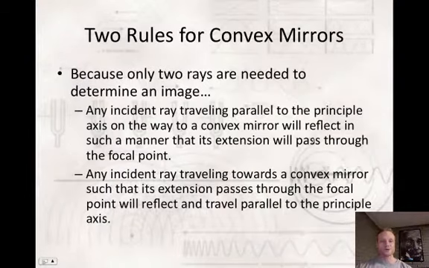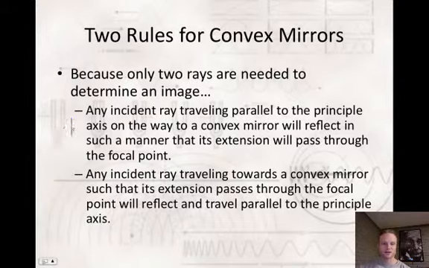There are two rules for convex mirrors in terms of drawing ray diagrams, and these really aren't all that different from concave mirrors. If you can just keep these two rules in mind, ray diagrams aren't that bad. They do take a little bit of practice, but once you get rolling, they really aren't that bad. The first rule is that any incident ray traveling parallel to the principal axis on the way to a convex mirror will reflect in a way that the extension from the reflection will pass through the focal point. So that's rule one.